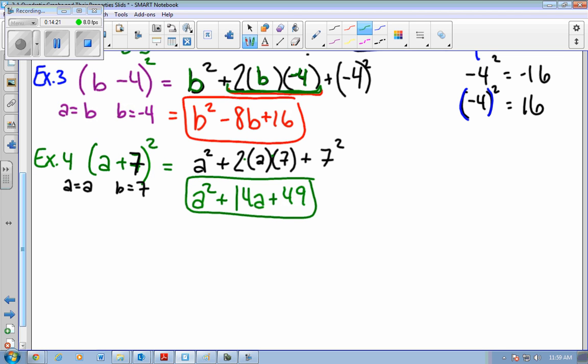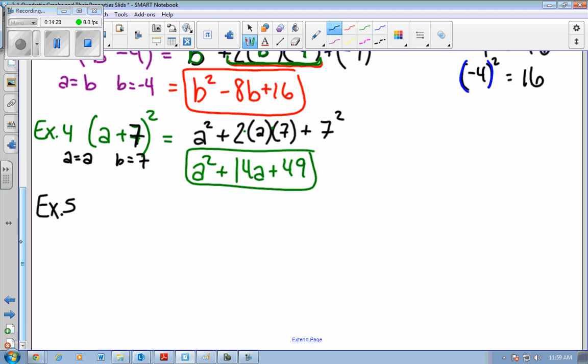Okay, let's try one more. Finally. Example 5. 3r minus 2 squared. 3 R's and A squared.